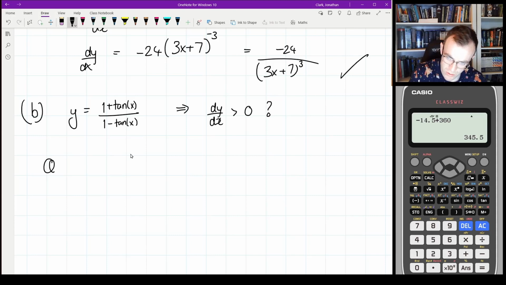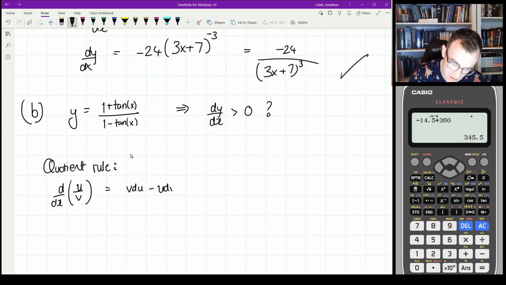So we're going to use the quotient rule to differentiate it, since it's a fraction. And the quotient rule says if I want to differentiate u over v, it's going to change to v du minus u dv all over v squared. That's the formula. So let's write down what u and v actually are to begin with.